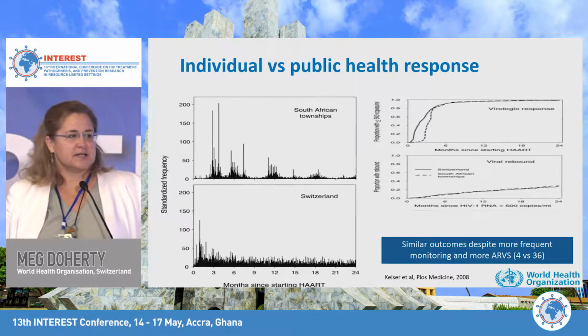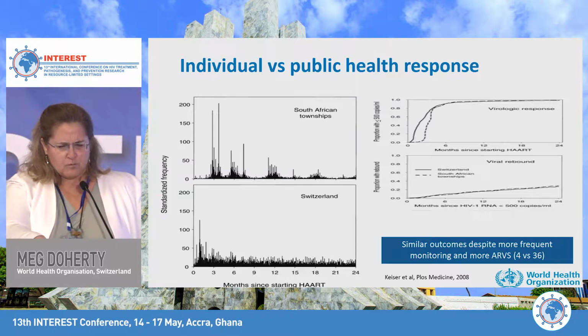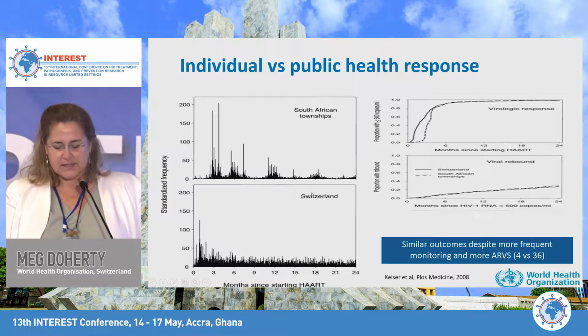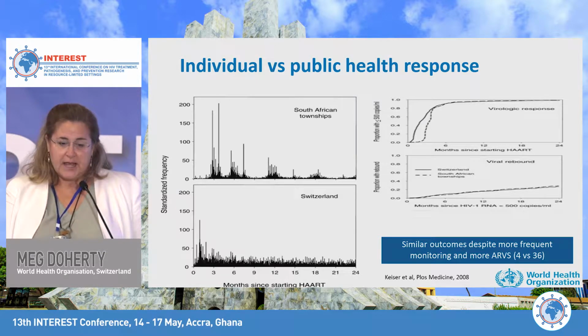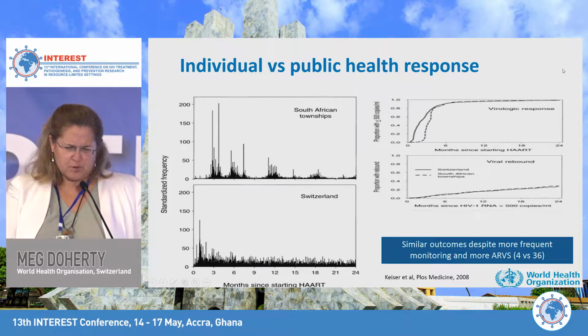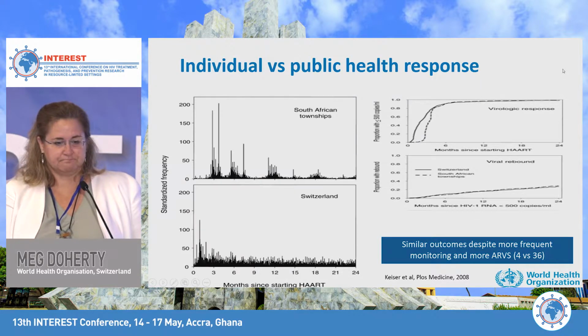When you take a look at this study here, it shows South African townships versus Switzerland, where there were multiple drug regimens used and multiple visits, very similar to other high-income countries where it's a very individualized approach. And essentially, there were the same outcomes with a public health approach and an individual approach for mortality, virological suppression, and virological rebound.